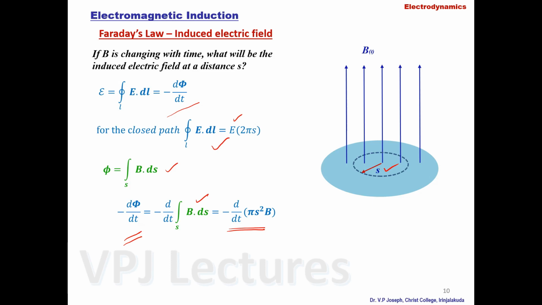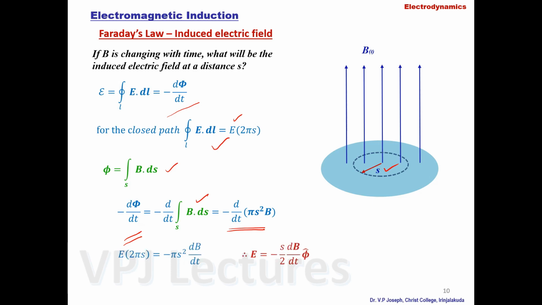B. Pi s square is the area. The area in this case is equal to pi s square, and the magnetic field density is B. So phi is equal to B into A, B into the area. The area is equal to pi s square. So this is the expression for phi.